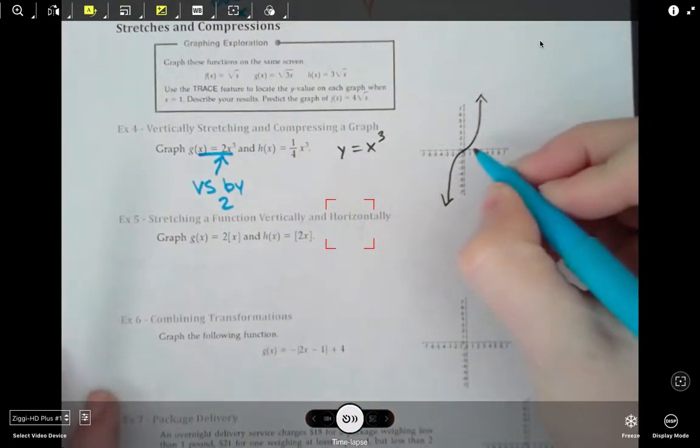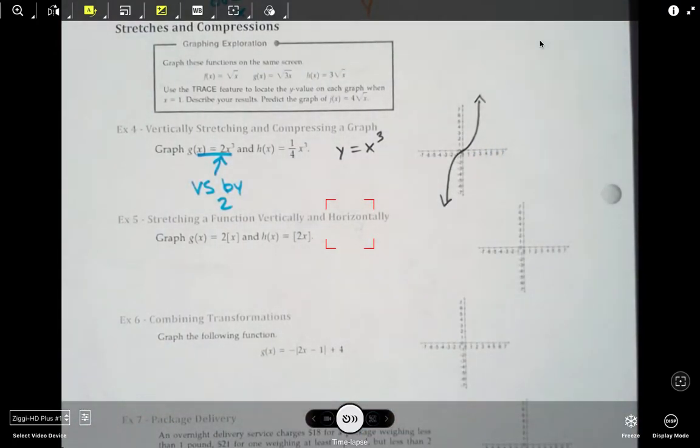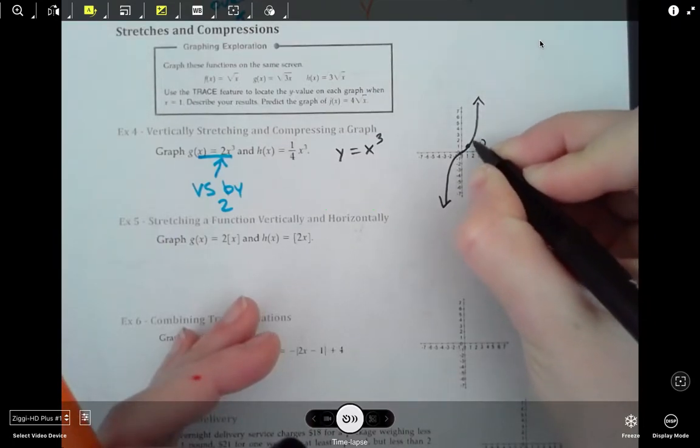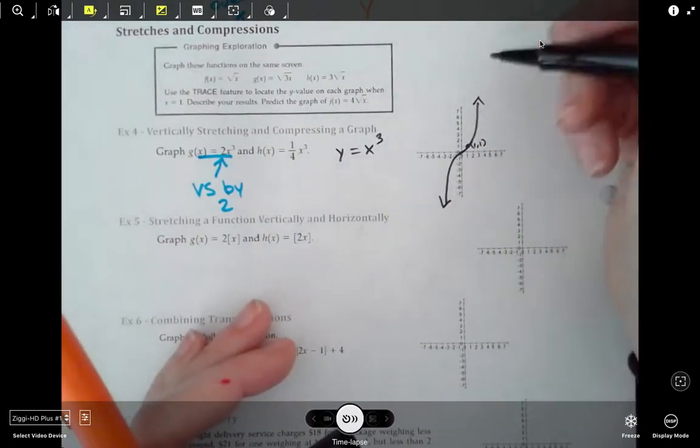Okay? So if you think about where these points are located on here, I'm just going to plot some points here. If I plug 1 into the cubic function, this is the point 1, comma 1, right? And 2, what if I plug 2 into the function?